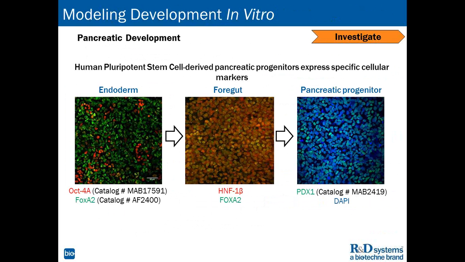So to show you some examples of that, here we can look at modeling development in vitro, and in this example we've differentiated pluripotent stem cells into pancreatic progenitors, and by using antibodies for immunocytochemistry we can follow development and look at how the cells are differentiating into definitive endoderm and then into foregut and then pancreatic progenitors, and this allows us to maybe look at some of the signaling pathways that might be going on and model development in vitro.